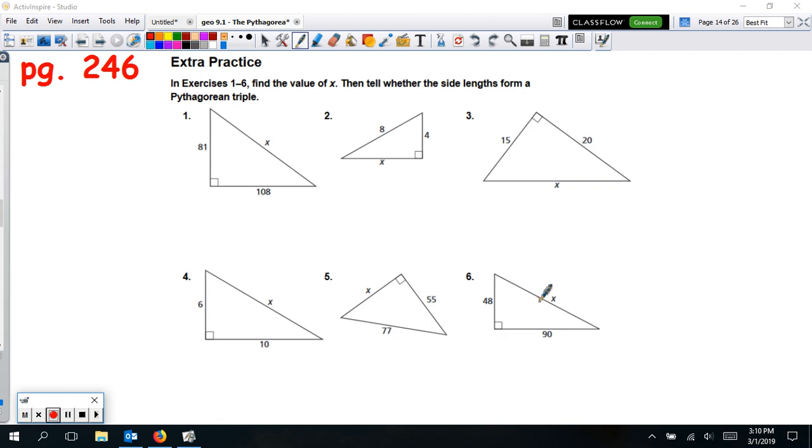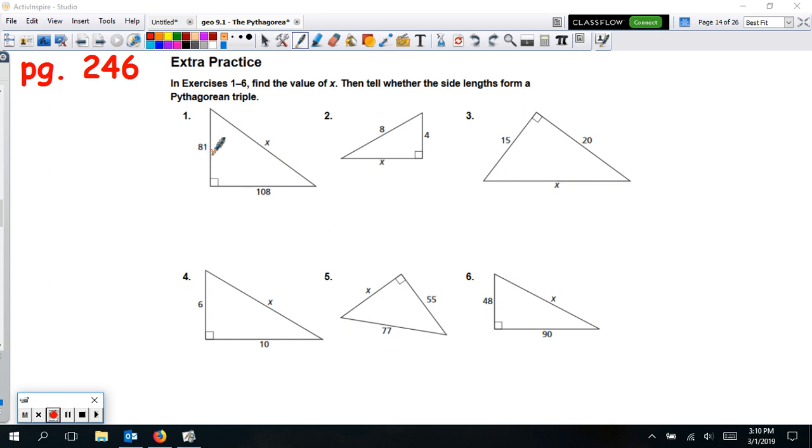Okay, so on page 246 in your extra practice, we're going to do 1 through 6. We're going to find the value of x using the Pythagorean theorem, and then tell whether the side lengths form a Pythagorean triple. If the value of x is a positive integer, then it will be a Pythagorean triple, because the other sides they give us are all positive integers as well. So we're checking whether x is also a positive integer.